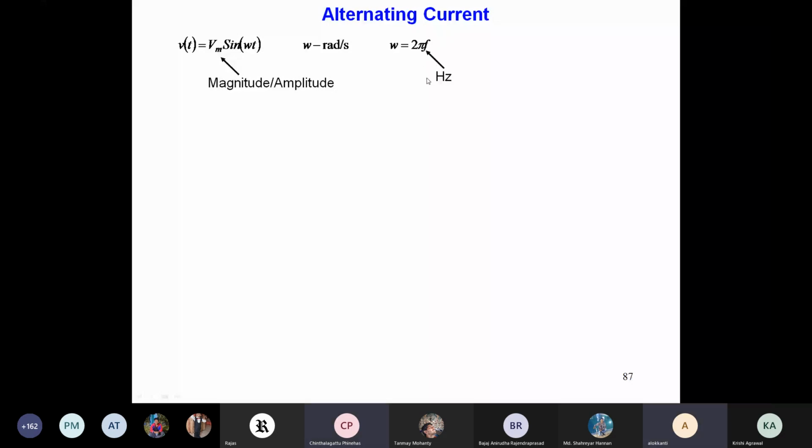Most of the sources that we enjoy, in your home, in your IIT, in your rooms, are alternating sources. The battery that you use, the pencil battery you see, or some other battery, those are all DC sources, where the current flows in one direction. But here the direction of the current alternates, and it all depends upon the supply frequency. So what is the supply frequency? 50 hertz in India.